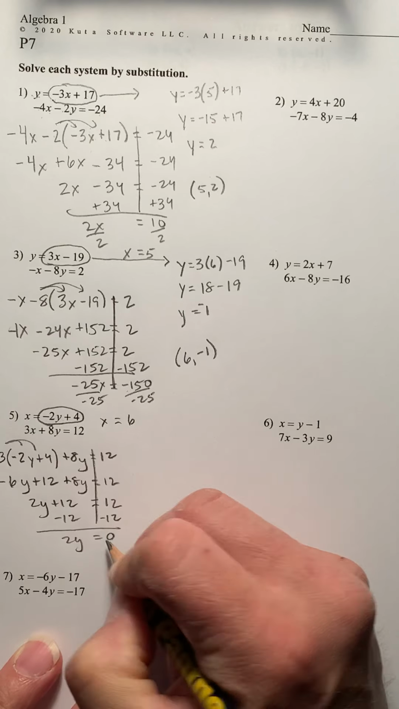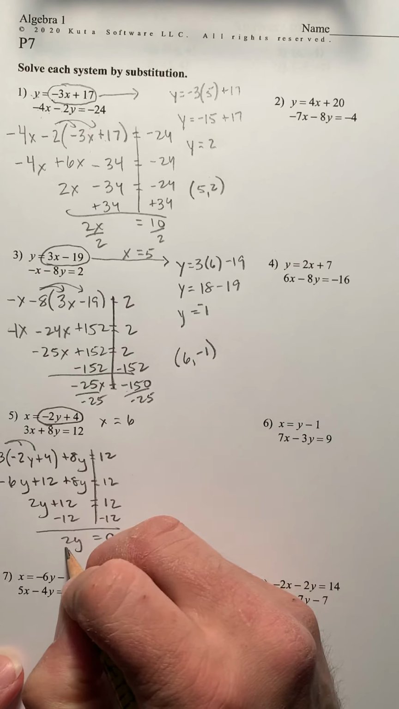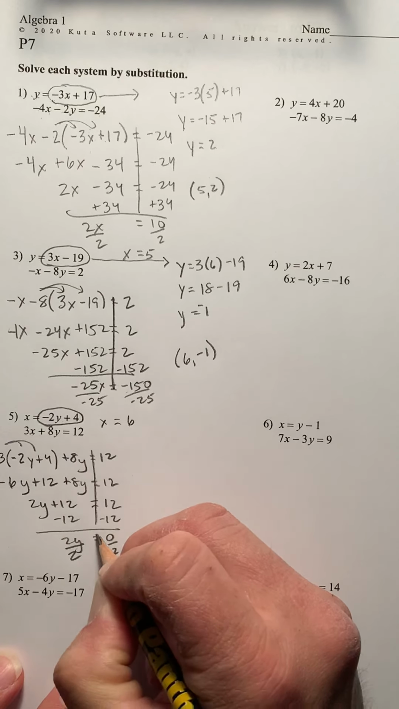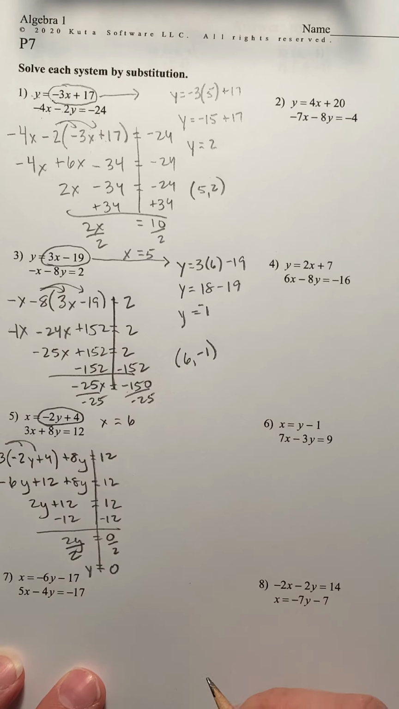And don't be afraid of getting an answer of 0. It's a number. Write down the number 0. Finish out the algebra. It says divide by 2. Well, of course, 0 divided by 2 is 0. So I now know the y value.